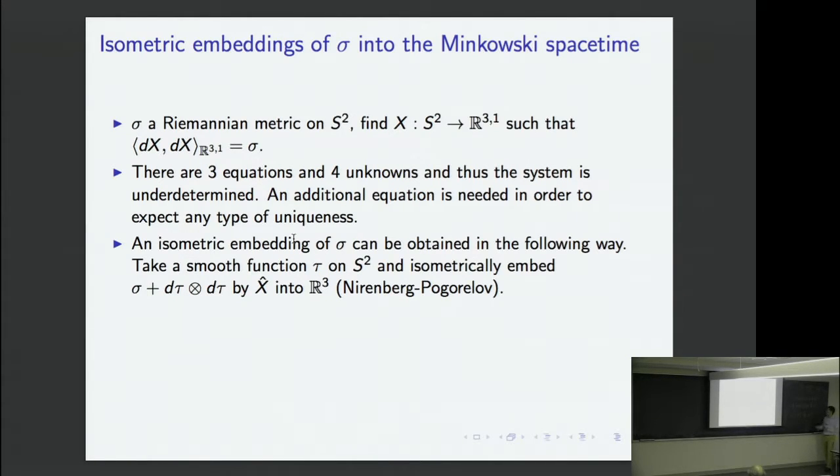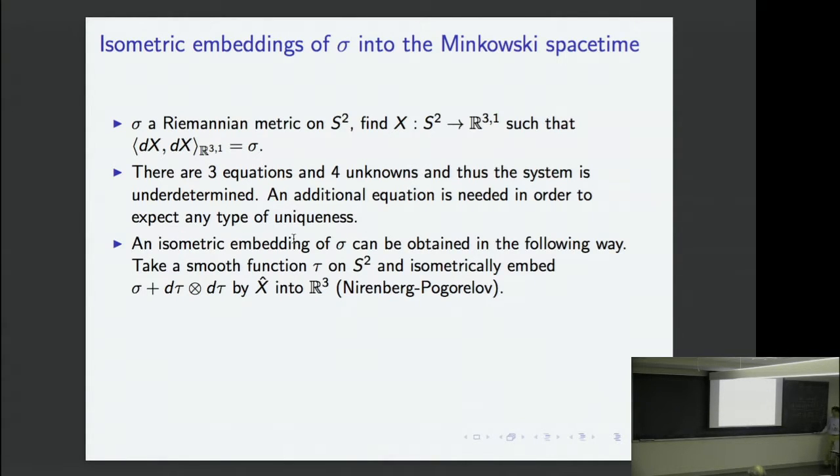Okay? And then what you do is you just do isometric embedding, applying the theorem that I just mentioned, into R3. So this part here is just going to be sigma hat. And then you take the graph of this tau over the surface. And this one is going to have this induced metric sigma, just by writing out the Lorentz metric.